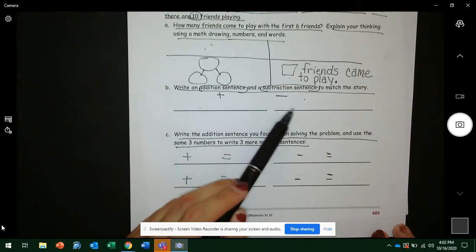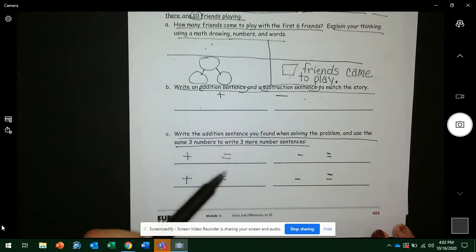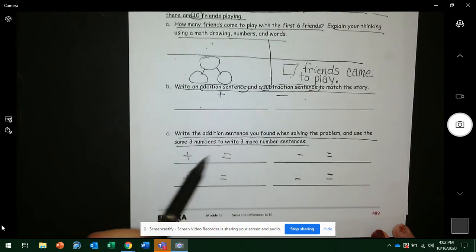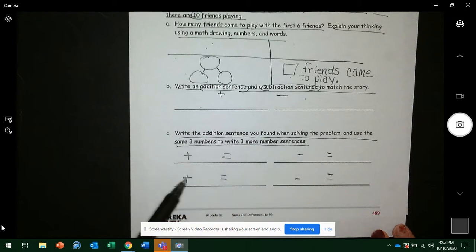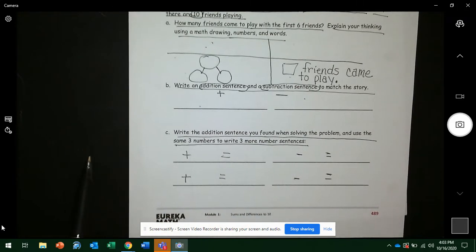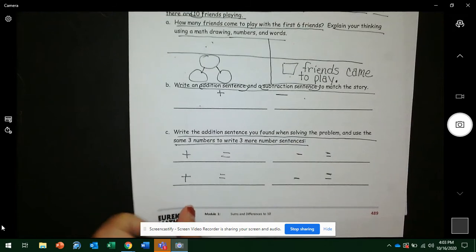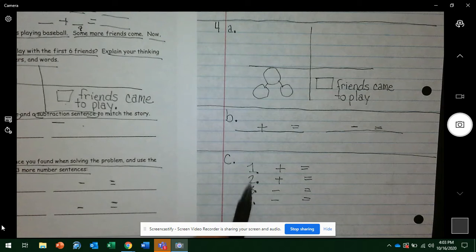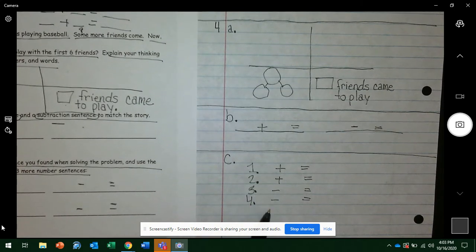If you can also use these sentences from B and write them down here for C. So these 2, you can write them again, and then you just do another addition and another subtraction sentence. Remember that the addition sentences start with a part plus another part equals a whole, and a subtraction sentence starts with a whole minus part equals a part. If you're doing it on line paper, you make sure to write C and write your 4 number sentences.